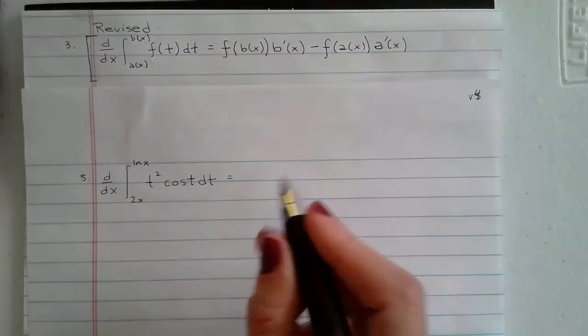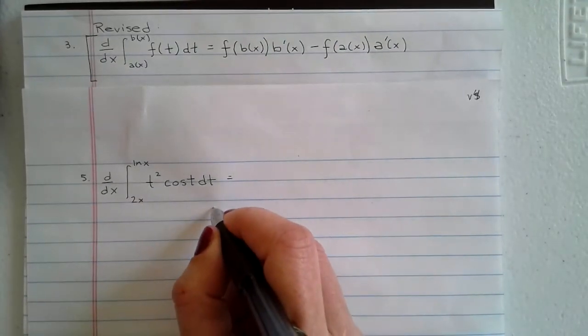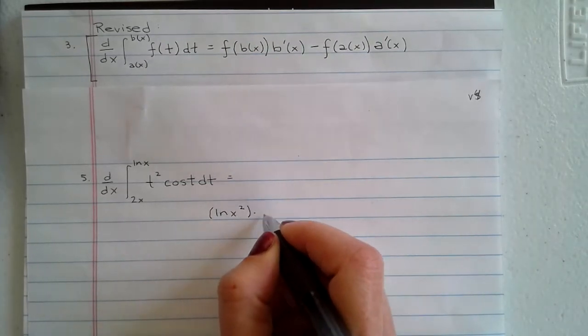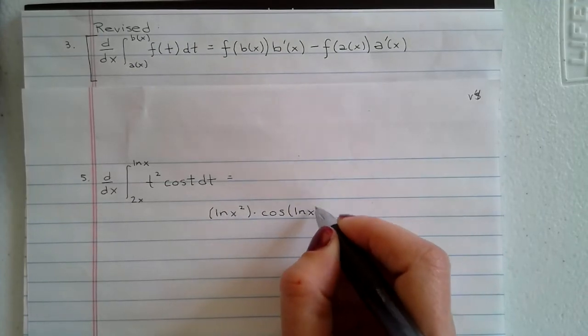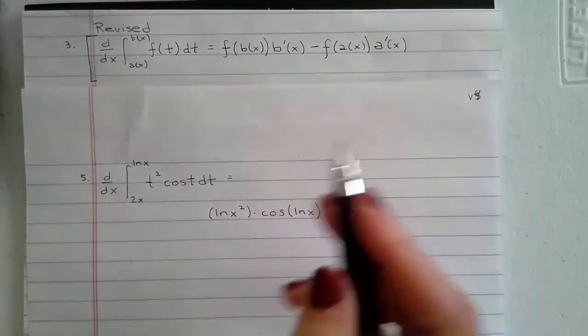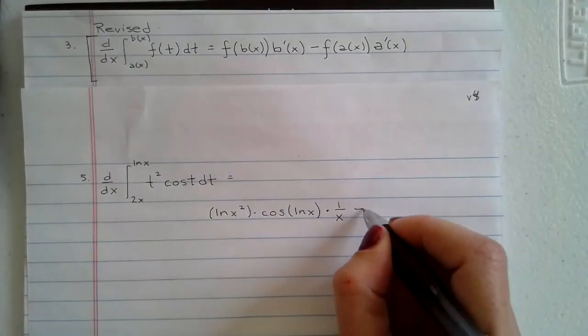So we're going to take our upper bound and plug it in. So we're going to get natural log x squared times cosine of natural log x. So I plugged in the upper bound. Now I'm going to take the derivative of the upper bound. Derivative of natural log of x is 1 over x. Done with the first part.